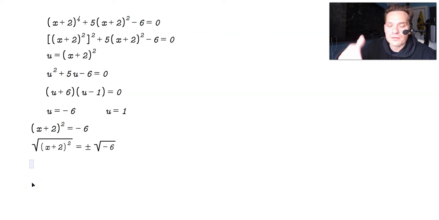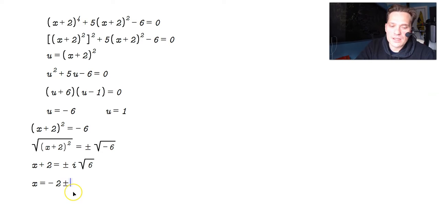On the left side, the root and the squaring cancel, so you have x + 2. On the right side, you have plus or minus, and out of that root of negative 6, take an i out. So you're going to have an i, and under the root symbol, you have 6 left over. So it becomes plus or minus i root 6, and then x equals negative 2, because you're moving it to the right side through subtraction, plus or minus i root 6. So this gives you two answers: negative 2 plus i root 6 and negative 2 minus i root 6.